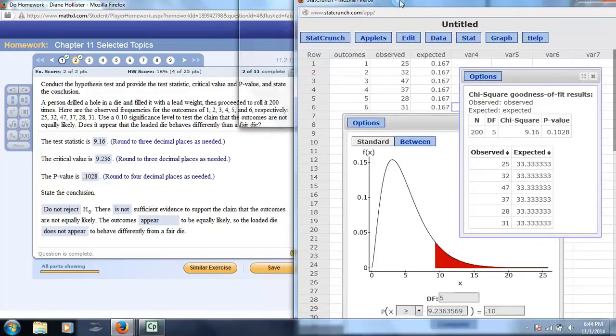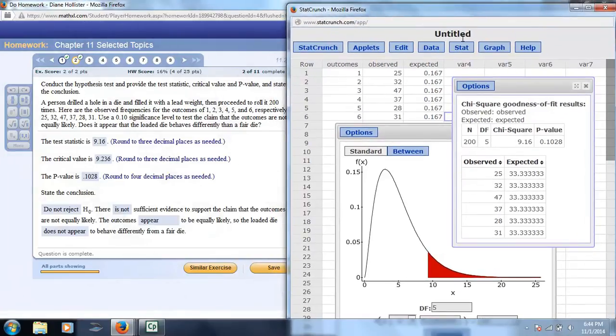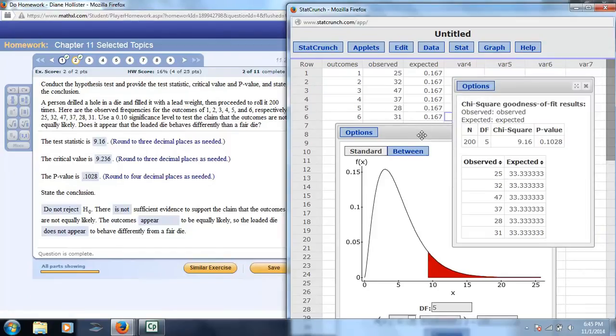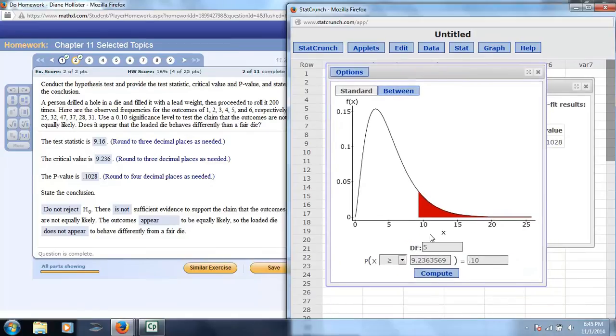But then it asked me to get the critical value. We've done this before, if you recall, back in Chapter 8 and Chapter 7 when we were looking at one sample tests about standard deviation. You would click Stat, Calculator, Chi-squared, and this chi-squared calculator would pop up. So you enter your degrees of freedom as 5. Your significance level here is 0.10, so we enter that in, and then we click compute. It tells us that the cutoff on the chi-square distribution for the top 10% is 9.2363569, and you round to the number of decimal places and enter that here.